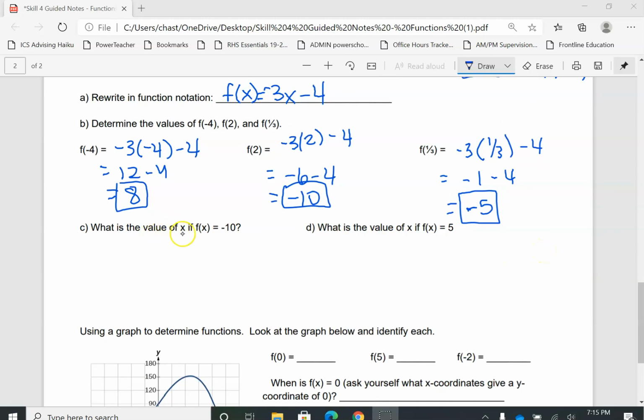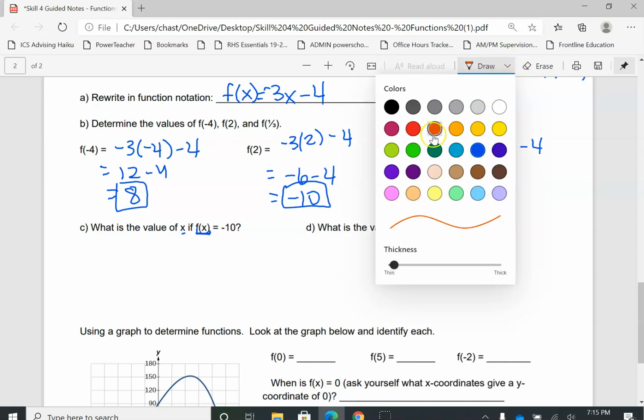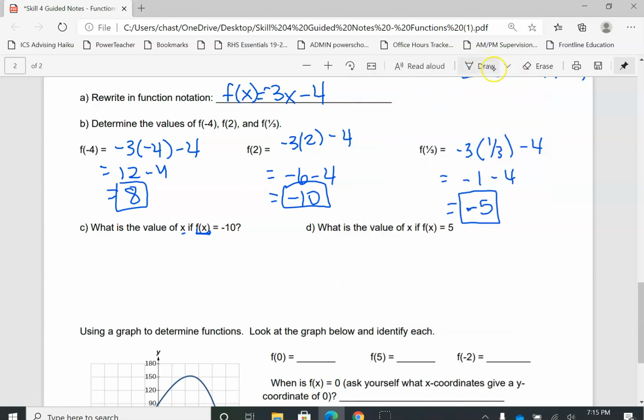Part C says, what is the value of x if f(x) equals -10? So we're not replacing x with -10 as we had been doing in the last examples, because this time the output is -10. So I want to know what input gives me an output of -10. Well, some of you might be saying, oh, we did that here. When we plugged in 2, we solved it and got -10, so x has to be 2. And that is correct, but I'm going to show you how you figure this out algebraically.